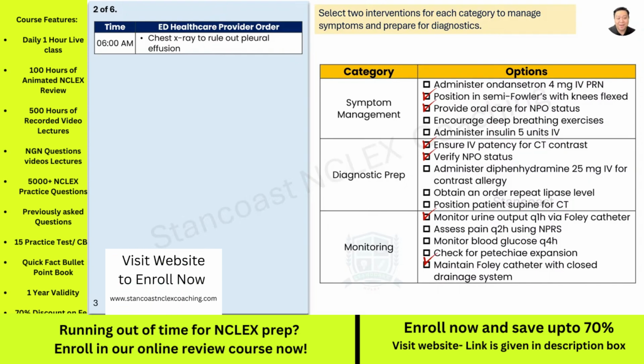Remember that the instruction said, select 2 interventions for each category to manage symptoms and prepare for diagnostics. There are more pressing concerns, such as fluid status and diagnostic preparation. So this one is something that you can address during routine skin assessment. I don't want you to stray away from what's necessary around this time. Okay? I hope that you got all those correct answers. Let's move on into our next item.